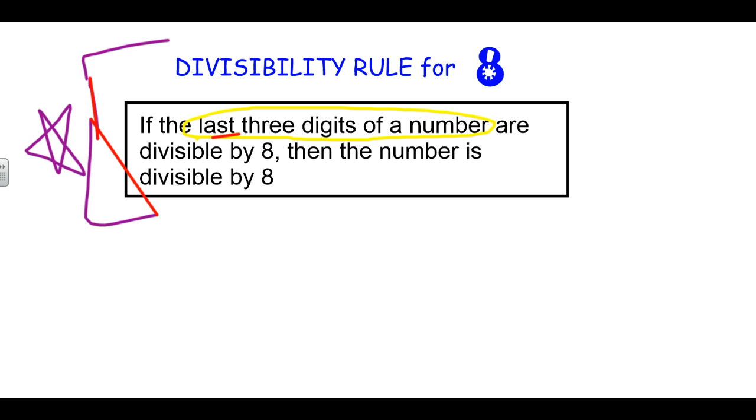Let's go ahead and pause the video and write this down. If the last 3 digits of a number are divisible by 8, then the entire number itself is divisible by 8.